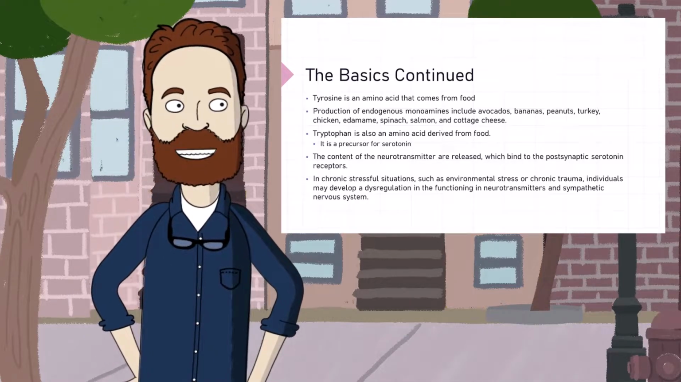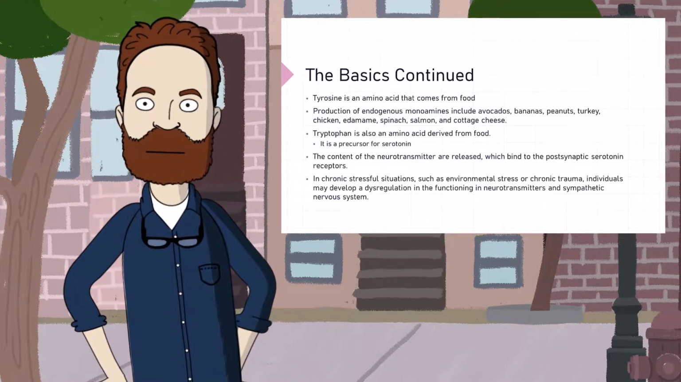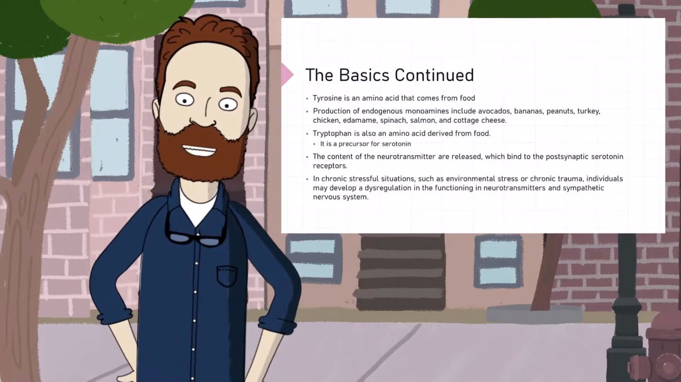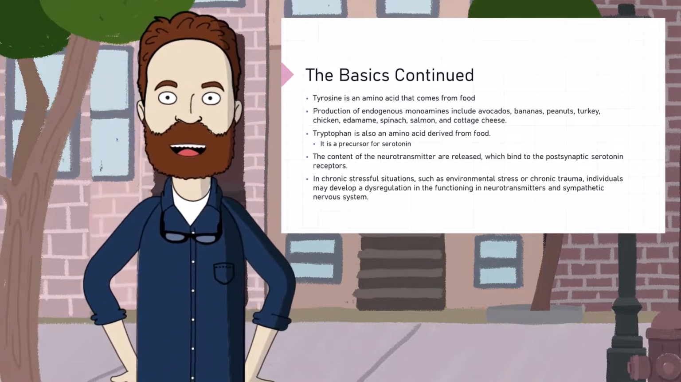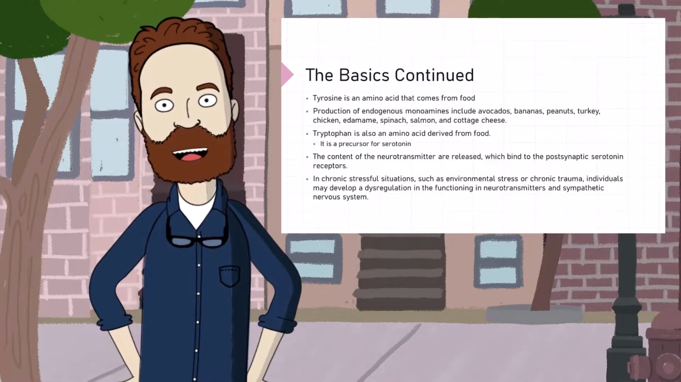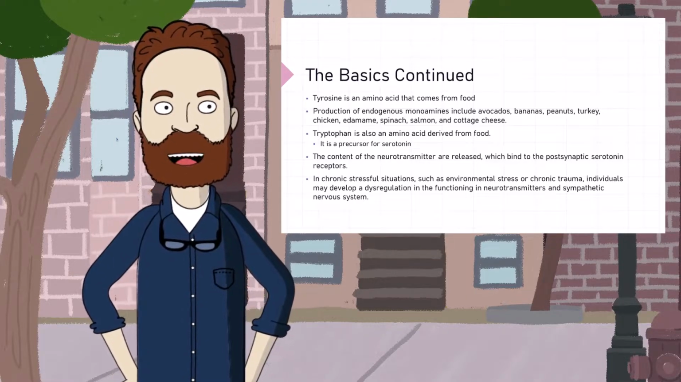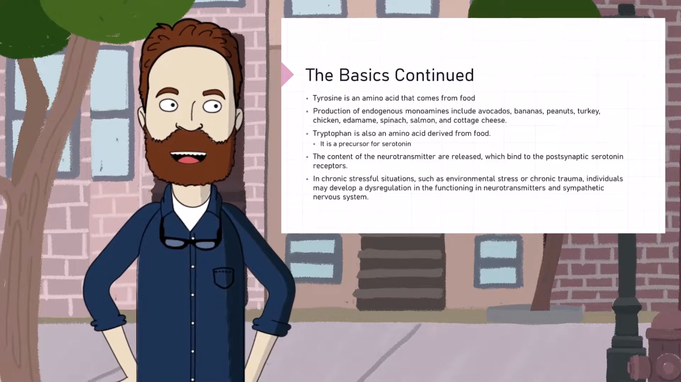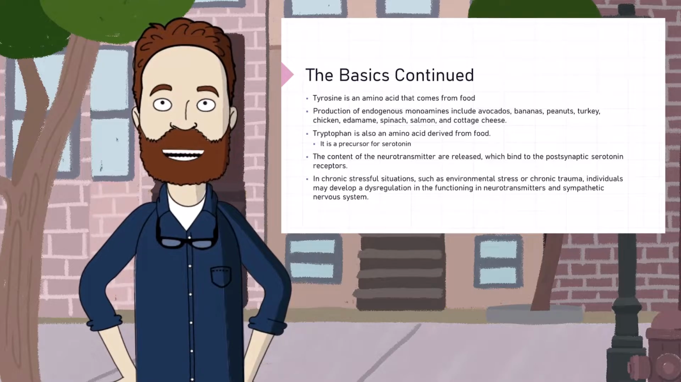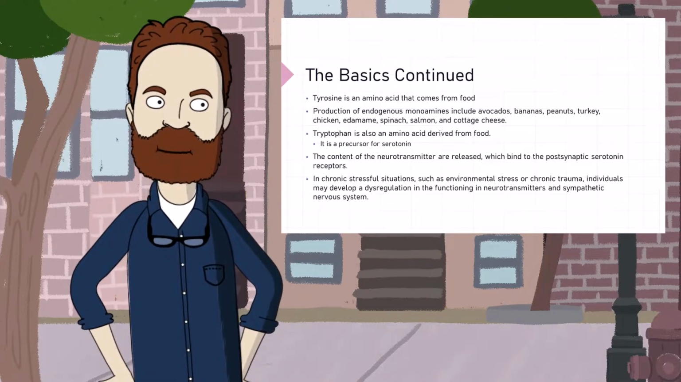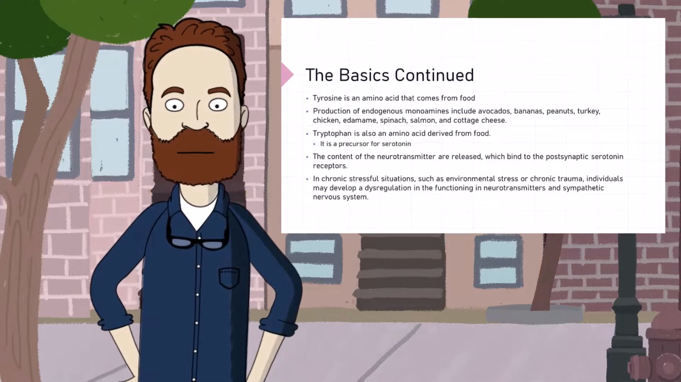Tyrosine is an amino acid that comes from food. So production of these endogenous monoamines includes avocados, bananas, peanuts, turkey, chicken, edamame, spinach, salmon, and cottage cheese. So again, this tyrosine, and the production of monoamines, comes from these foods that I just mentioned.